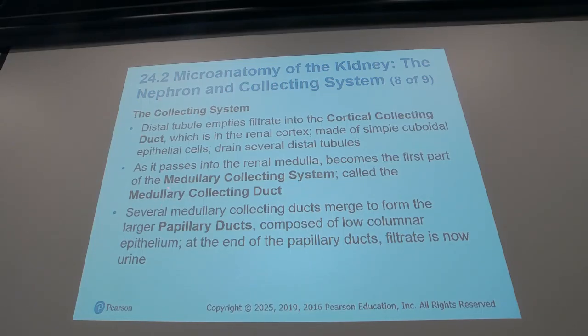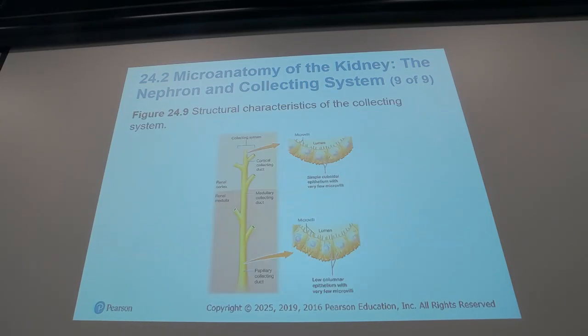Now, we have as well, in the medulla, in the pyramids, the medullary collecting system, that is the same as the tubules with this epithelium, the simple cuboidal epithelium, and they merge to form the papillary ducts that drain the urine into the papilla. And these papillary ducts have low columnar epithelium. So they are located at the end of these papillary ducts.